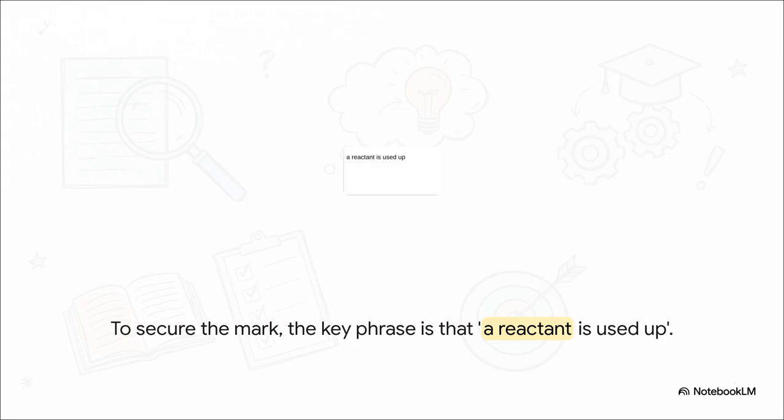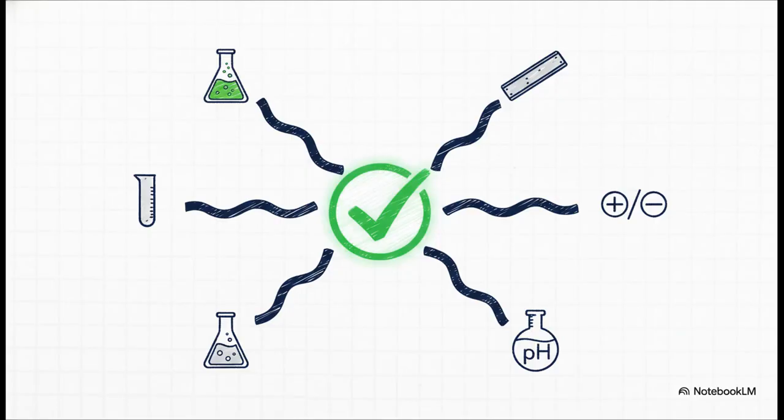But is that the only way to get the point? No, not at all. And this is where looking at mark schemes gets really, really interesting. Examiners are often given a whole list of other things they can accept. You could have said the electrolyte is used up, or the electrode is used up. Heck, even just the reaction stops would have gotten you the mark. Knowing these alternatives gives you so many more chances to secure that point.